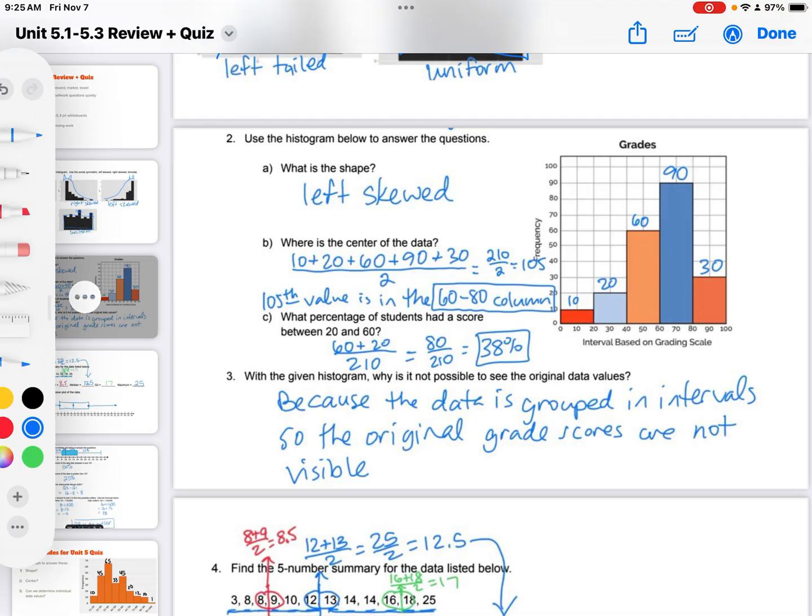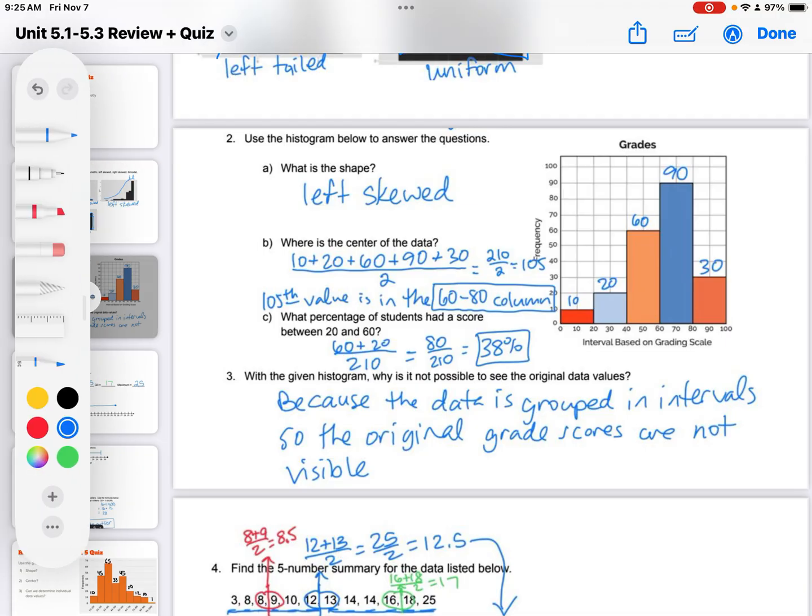All right, so now let's talk more about a histogram. On the quiz today, you're going to be asked to look at a histogram and figure out the shape, which is what we were just talking about. In this case, it is left skewed because, again, think of the kitty cat and the tail pointing on the left.